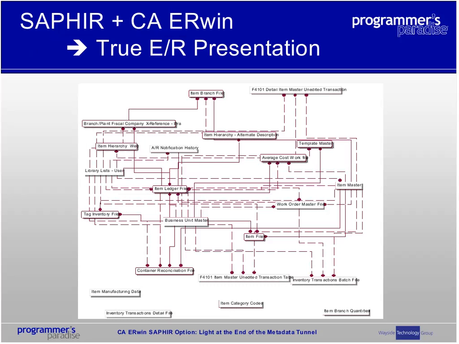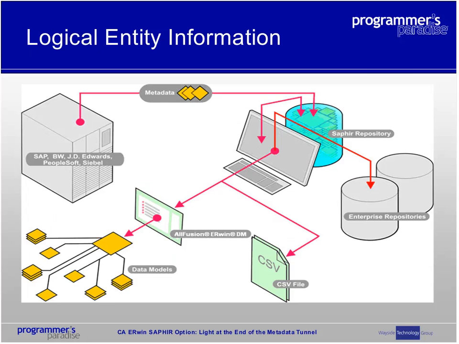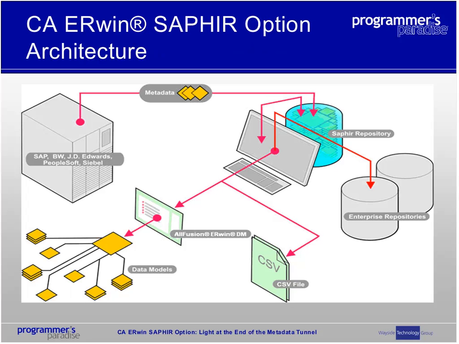How? Basically, what SAPHIR does for you is get the information for you from the database, from SAP. It dumps it on the database, and then ERwin becomes your client, and then you can actually go in and see logical entity information in there. Here is the architecture view. So you have your SAP, your BW, your JD Edwards, what have you, right? These are the big black boxes that you have.